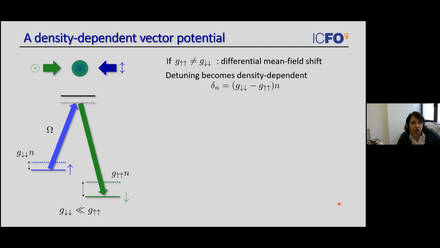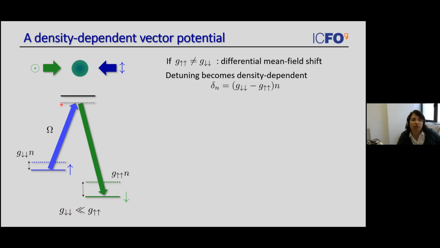And we cannot use any interactions. Actually, what we need to do is take a system where the two states, the up and the down state, have different coupling constants. So one interacts much more than the other one. Because when we do that, because of mean field shifts, there is a differential mean field shift of the two states. One gets a little shifted, the other more, when we put many particles.